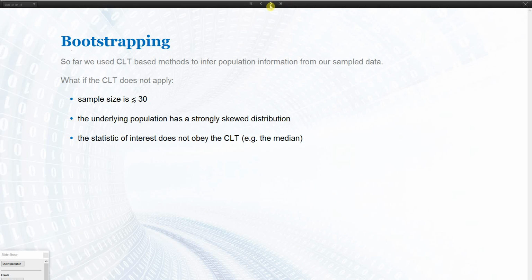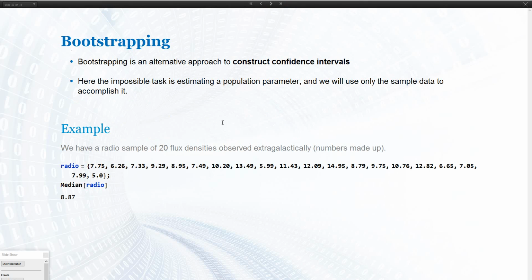Then one way of doing this is by bootstrapping. It's an alternative approach to construct the confidence interval. And what we're doing is, since we have no way to estimate the population parameters, the central limit theorem is not working, we don't know anything about the population, and we know our sample does not obey the central limit theorem, so we have no idea what the population parameter is. The only thing that we have is our sample data.